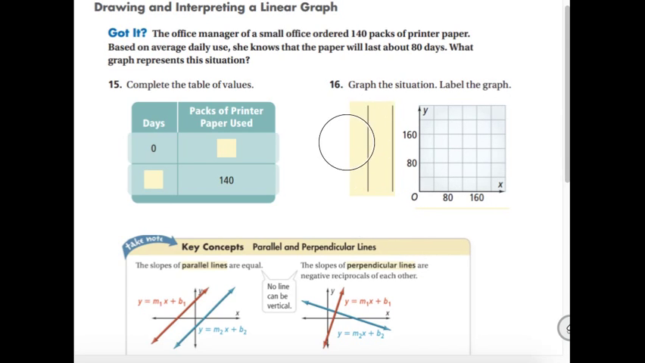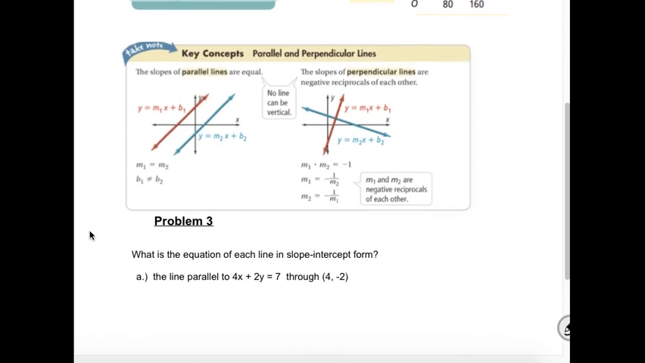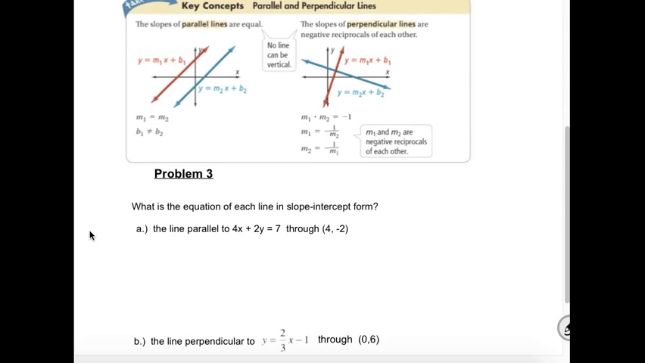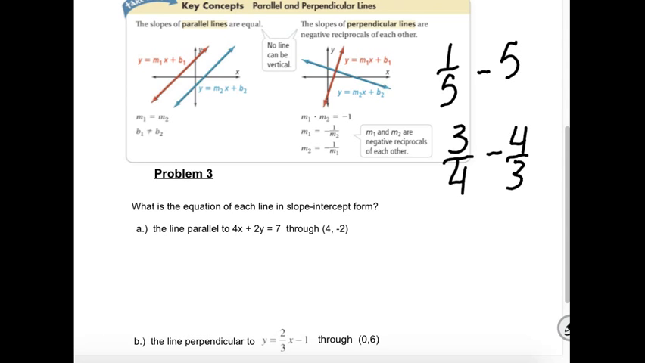Then we got parallel and perpendicular lines. Parallel lines mean they have the same slope, and perpendicular lines mean that they are negative reciprocals of each other. What that means is if one slope is, for example, 1/5, that negative reciprocal would be -5. So change the sign and flip it. It's kind of how I think about it. So if we have 3/4, that would be -4/3. Alright, that's just an example.